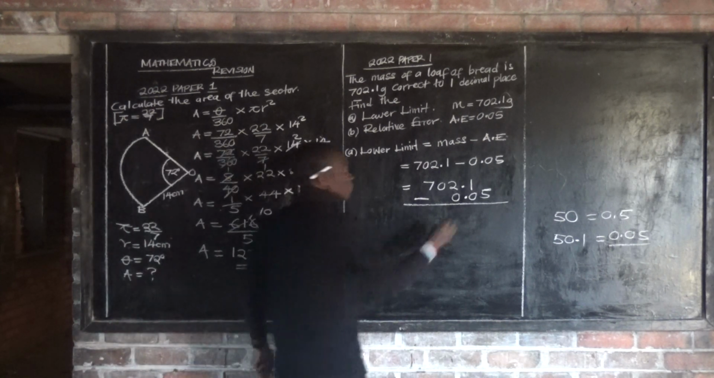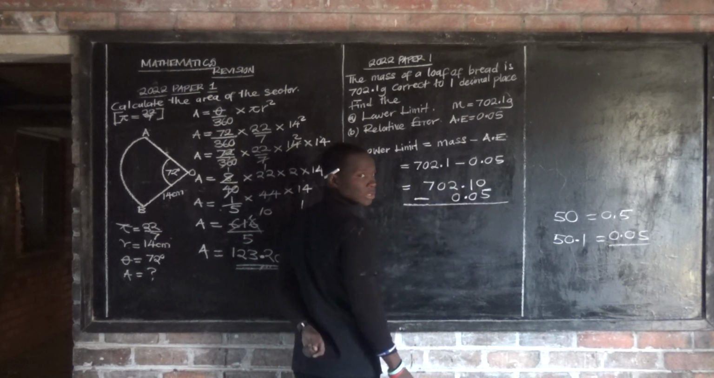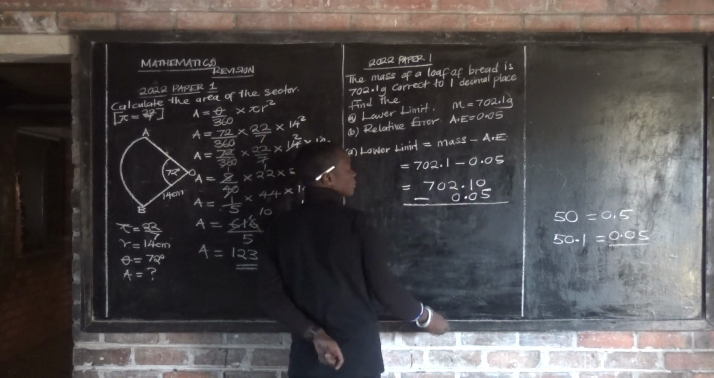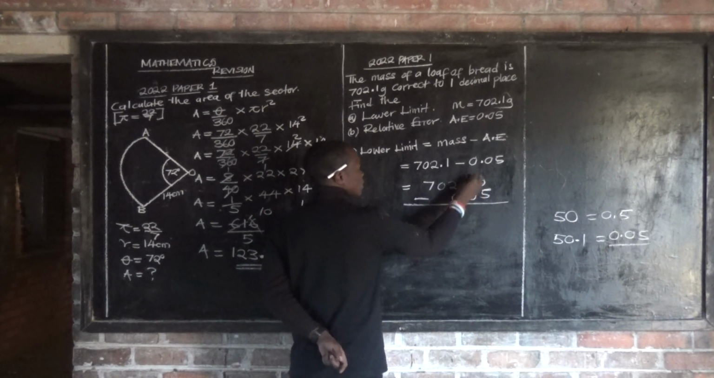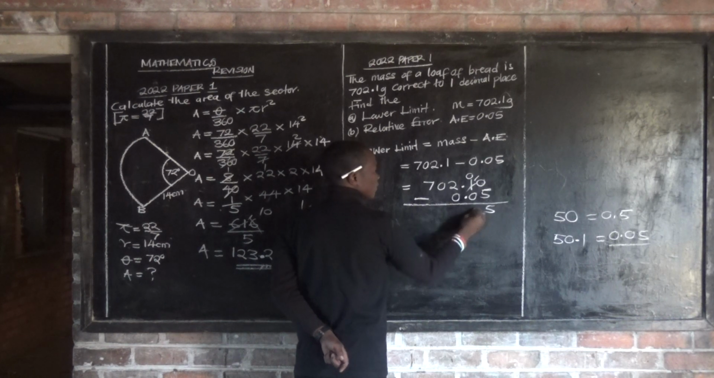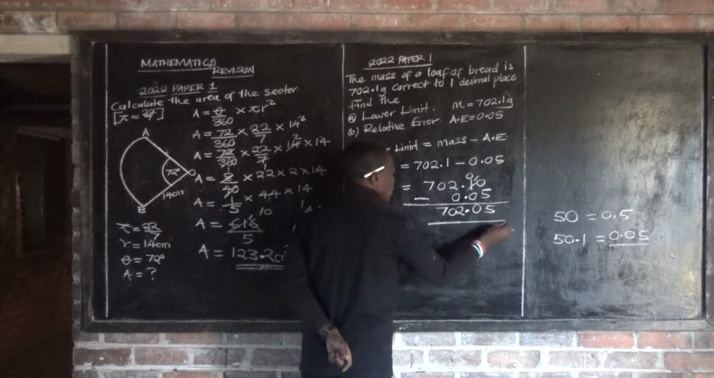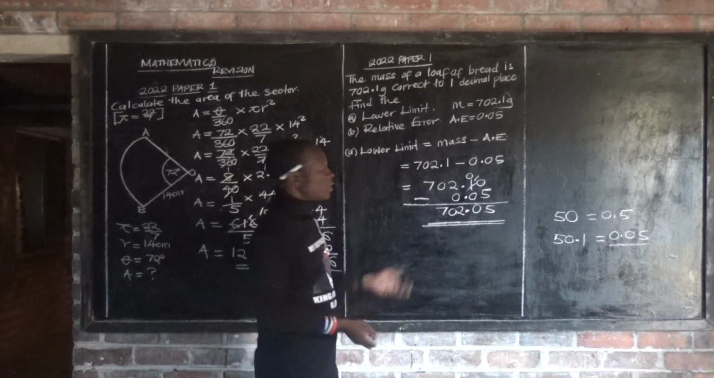So you have 0 here. What is 10 minus 5? You get 5. Some of you don't know what I'm doing. 0 minus 5, you borrow 1, so 9 becomes 0. Then 10 minus 5, you get 5. Then 0 minus 0 is 0, point. Then this one, just maintain the sign. 702 minus 0, you get 702. This is our lower limit. But if they said find the upper limit, we would have added that.